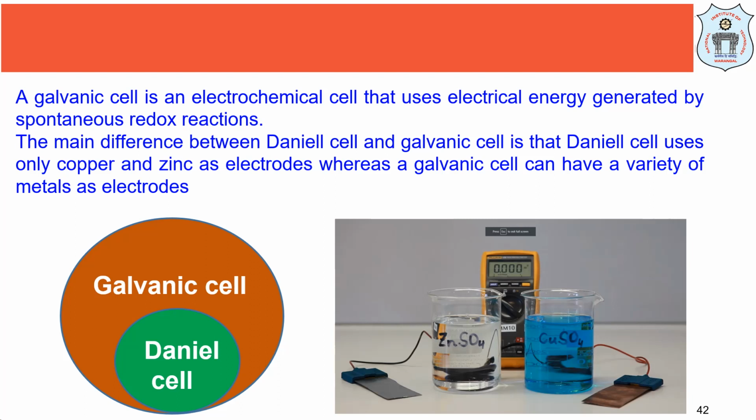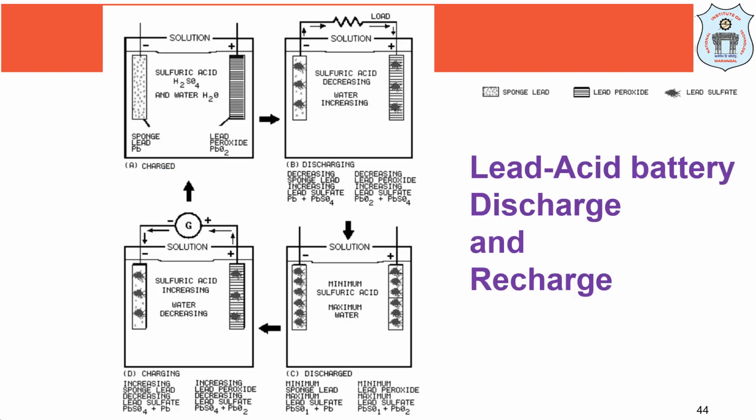Now let us look into what is happening during charging and discharging of a lead acid battery, because the electrodes as well as the electrolyte keep changing their nature during the charging and discharging cycle. So let us look into it. So you can see what is happening during the 4 stages of this battery, charging and discharging. This is particularly for a lead acid battery.